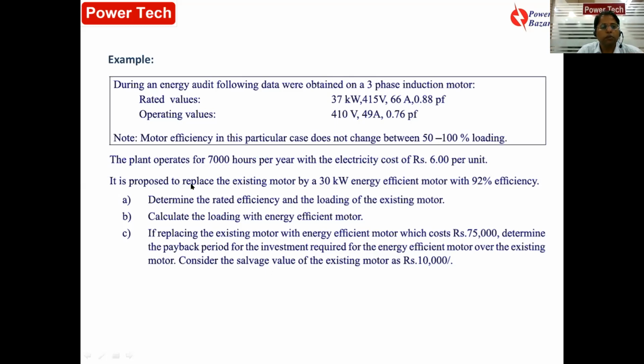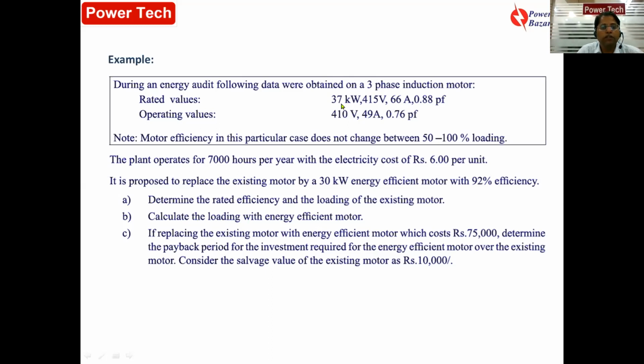It is proposed to replace the existing motor by a 30 kilowatt energy efficient motor with 92% efficiency. That means this motor is replaced by a 30 kilowatt motor. Why? Because it is less efficient. Why it is less efficient, we will study when we solve the examples. The efficiency of the motor we employ is 92%. Now you have to find out the efficiency of the original motor, the loading of the existing motor, and the loading of the energy efficient motor if the same load is supplied with it.